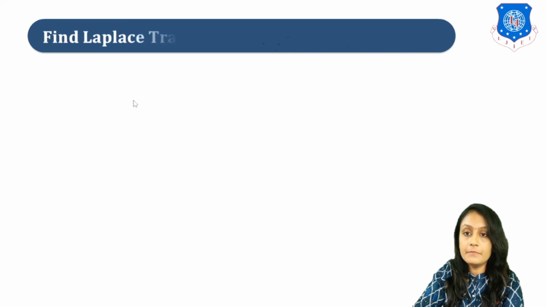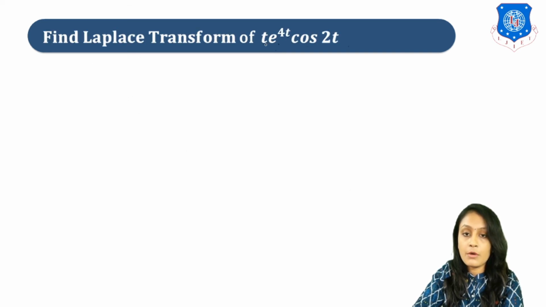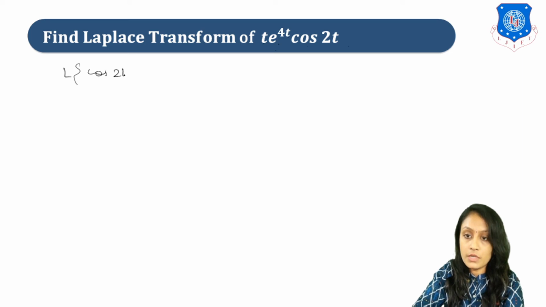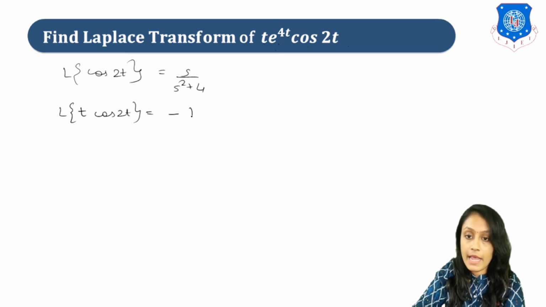Now next example, find the Laplace transform of t e raised to 4t cos 2t. Here we have to apply both formulas, that is the first shifting theorem and this differentiation formula. Firstly we will find the Laplace transform of cos 2t, that is s upon s square plus 4. Now first we will apply t, so t cos 2t. If we are applying t, what is the formula? Minus d by ds of F(s), and F(s) is s upon s square plus 4.